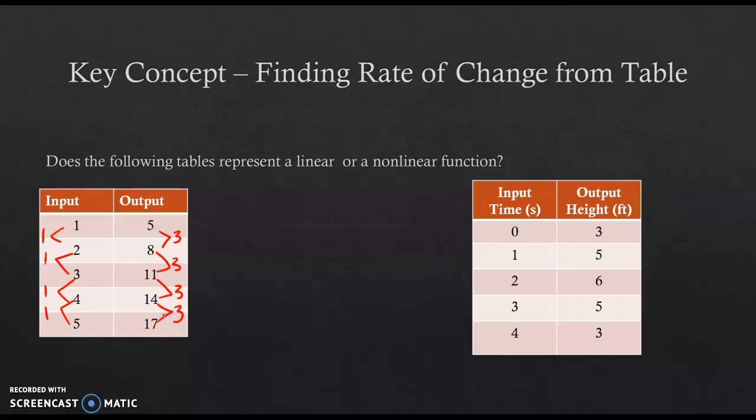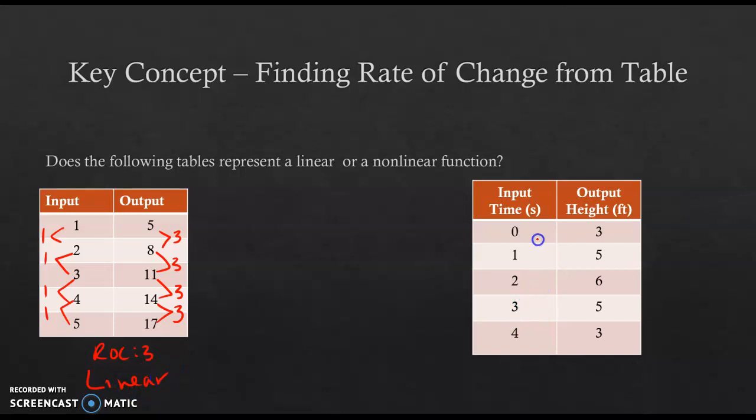Now here's the kicker. Yes, you want to check the whole table because it just takes one thing at the bottom that's not the same to make it a nonlinear function. That's how this works. But here we have all 3s, all 1s. y divided by x, 3 divided by 1, is a rate of change of 3. So this is a linear function.